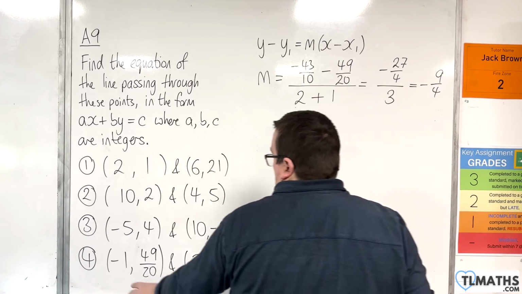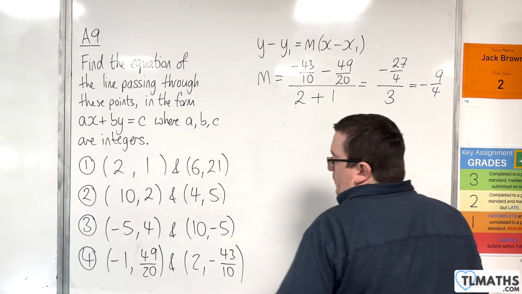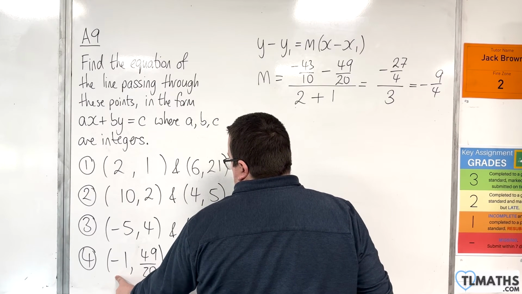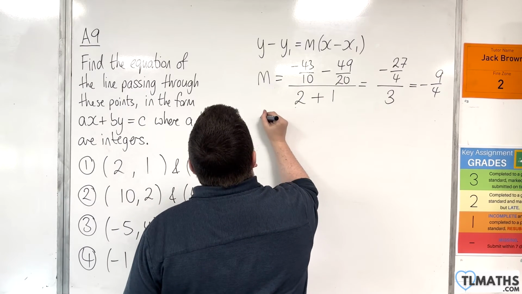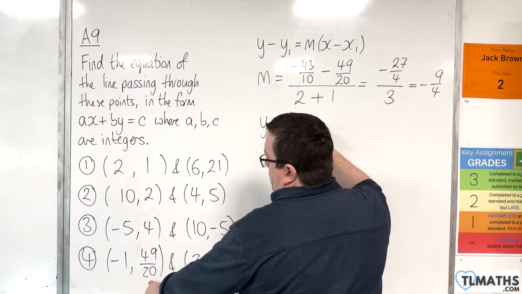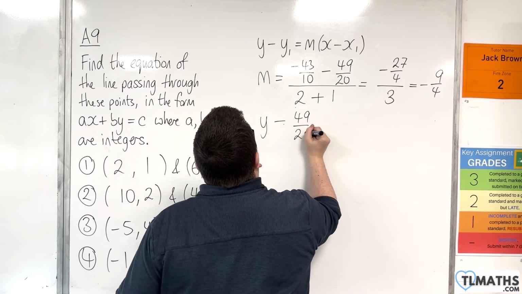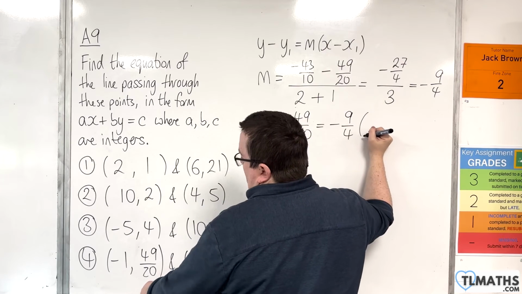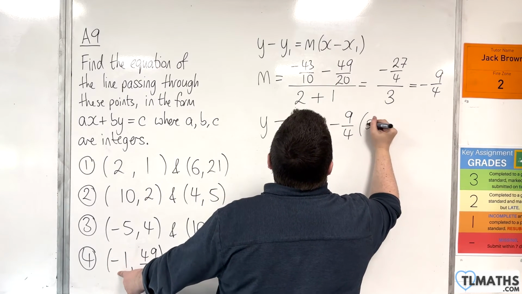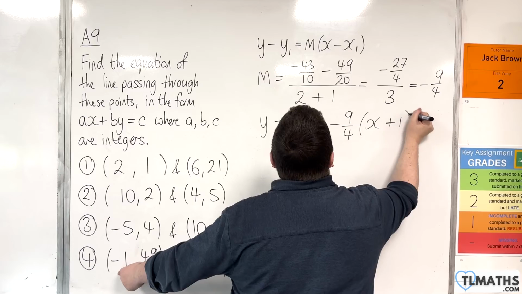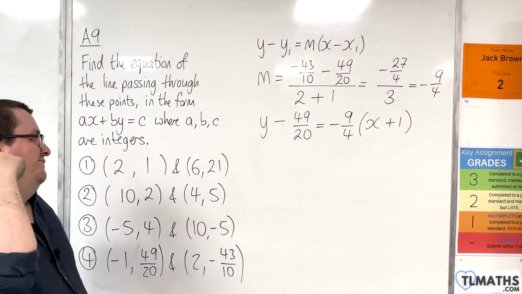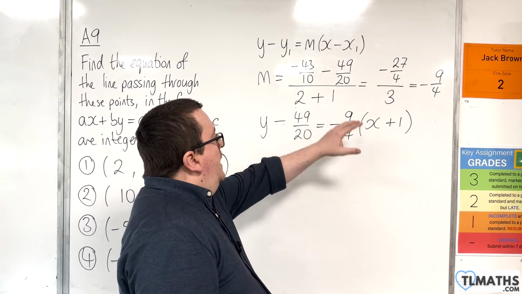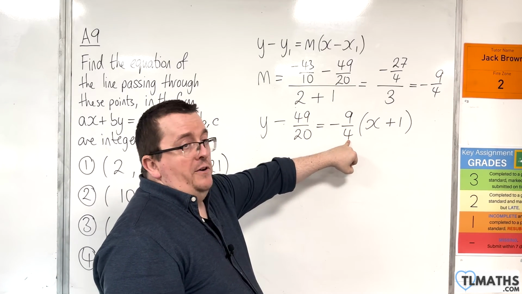Okay, so now choose a point that's going to go in here. I think I'm going to go with this one here. Minus 1, 49/20. So y minus y1, so minus 49/20, is equal to m, so minus 9/4, times by x take away x1. So x take away minus 1 is x plus 1. Now, here we've got this minus 9/4.